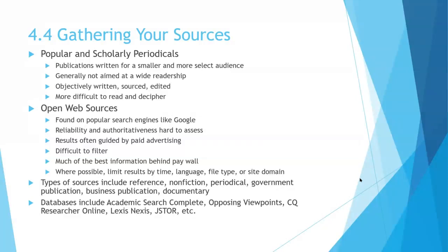All right, so some databases that you might use to find these studies, and some of these are in Galileo, some of them are not. Academic Search Complete, Opposing Viewpoint, CQ Researcher, LexisNexis, JSTOR. A lot of these aren't in Galileo, but there are many more that are in Galileo. So you should be able to find everything you need. If you're having trouble finding what you need in Galileo, then it's okay to go out and into the open web, but just remember you have to be much more careful.